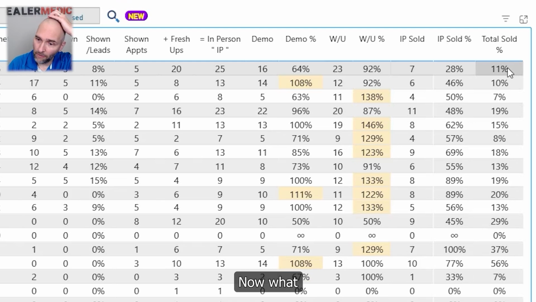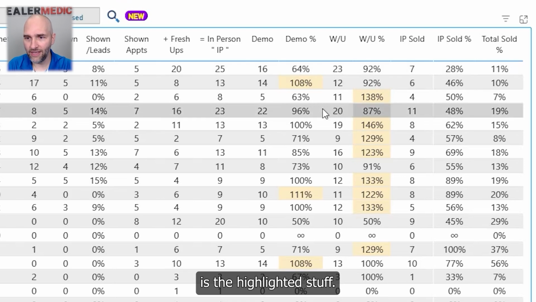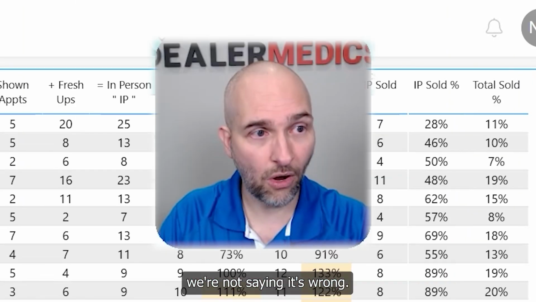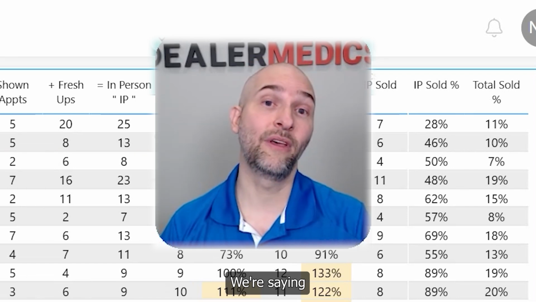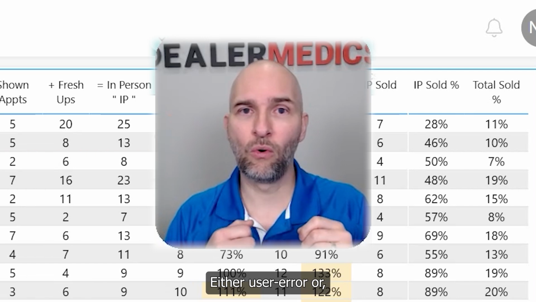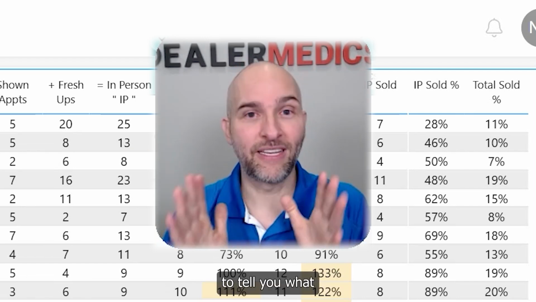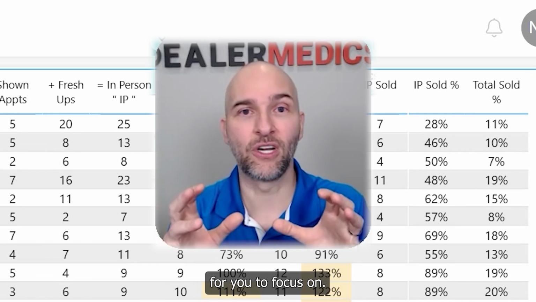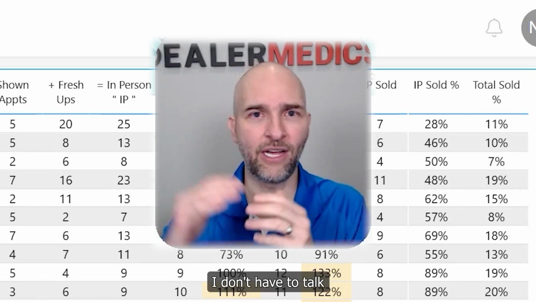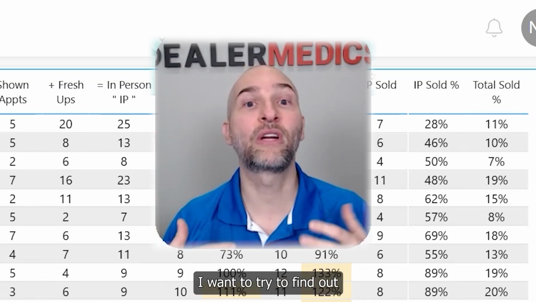Okay. Now, what we need to look at here, what's important to see here, is the highlighted stuff. What's going on here? We're not saying it's wrong. We're saying something's up. Either user error, or it's most likely user error, but we're going to tell you what to focus on. So if you're starting your day as a manager and you look at this report, you're like, okay, well, I don't have to talk to these people, but there's a lot of yellow or highlights. I want to try to find out what's going on.